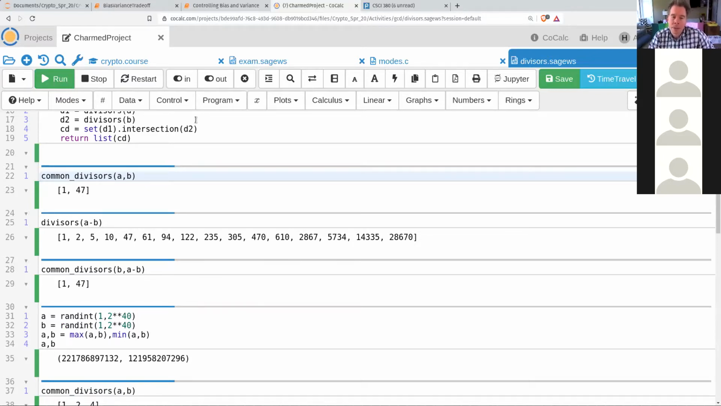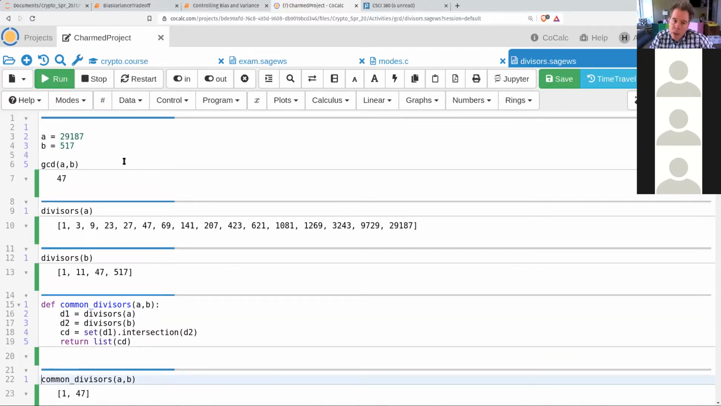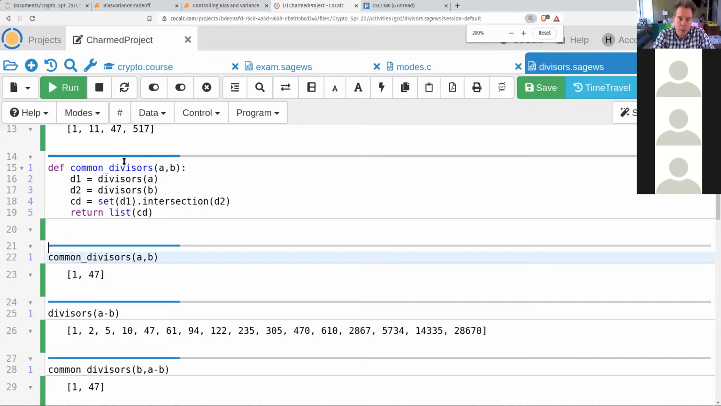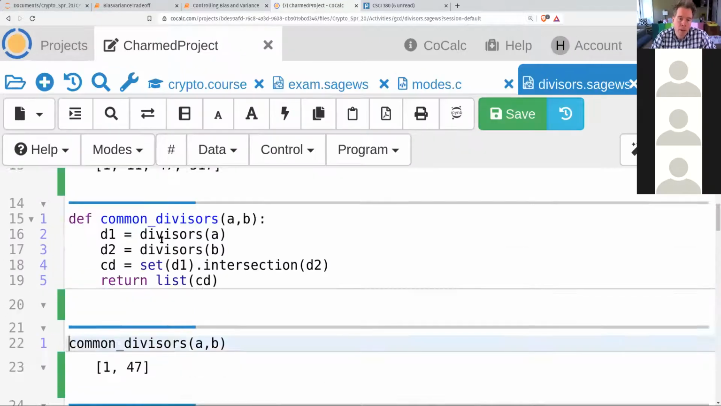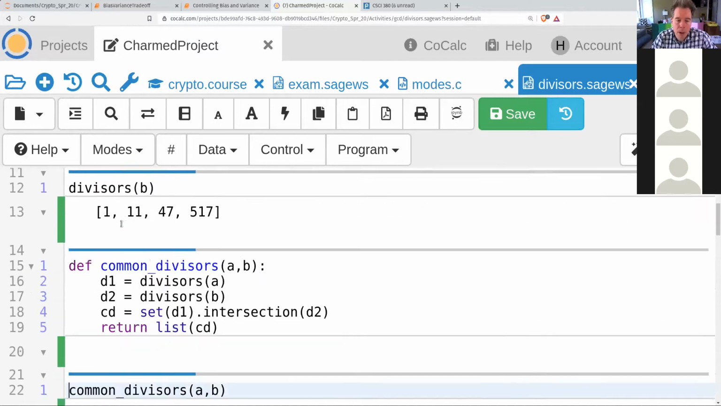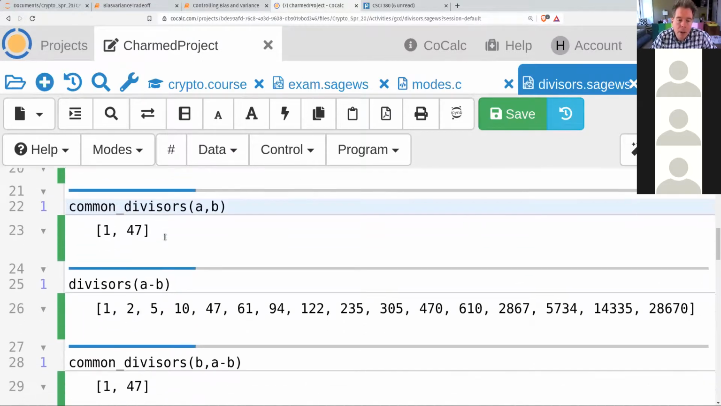So here's a couple of numbers, A and B. I don't know if you guys can see. I'm going to make this bigger, and you can open it on your own too. These are just two numbers that I quickly made up. A is about 30,000 and B is 517. And here are the common divisors. What I want you to observe here is that the common divisors of A and B are a subset of the divisors of their difference. So 1 and 47 both show up on this list down here.